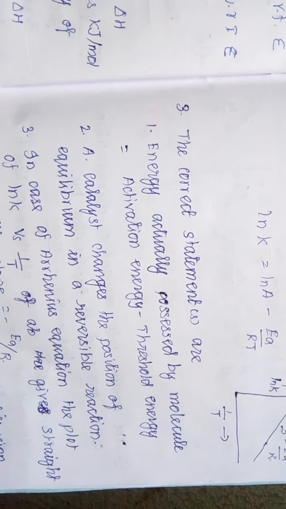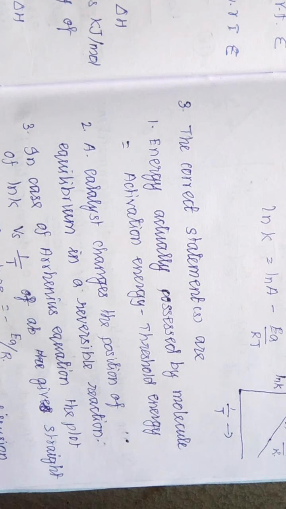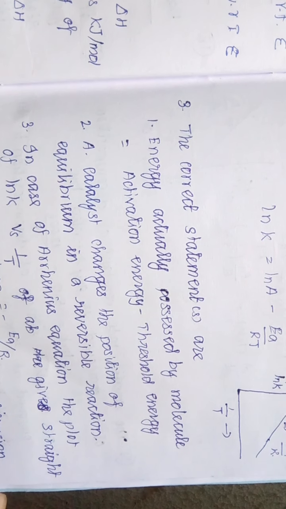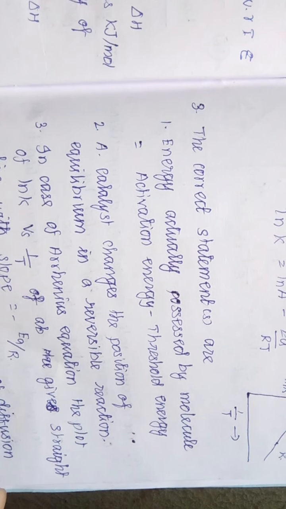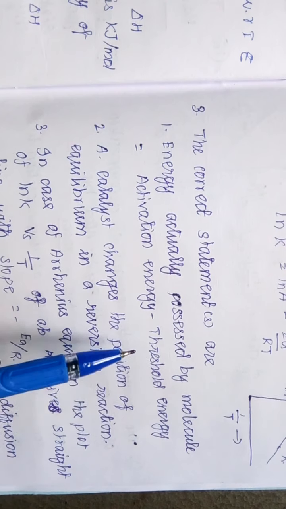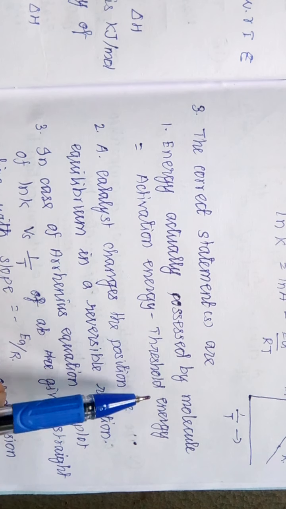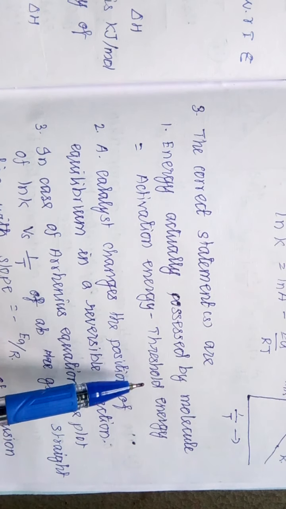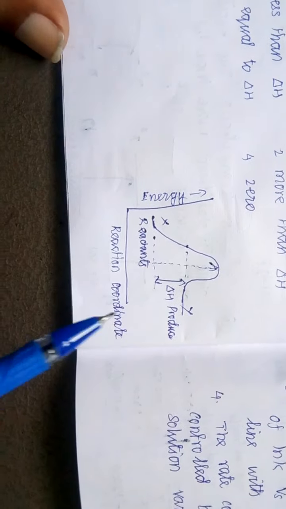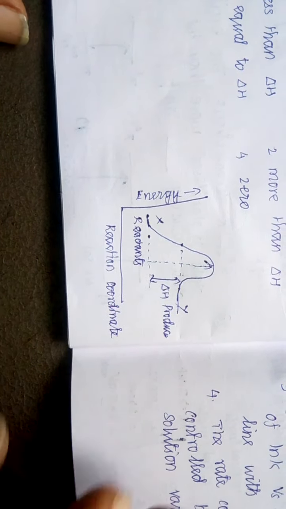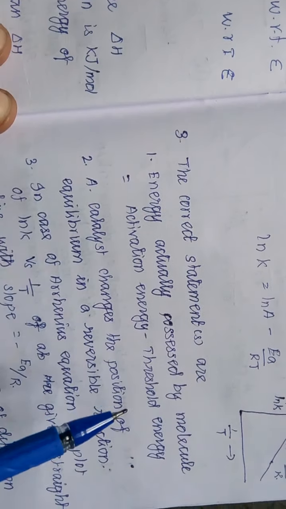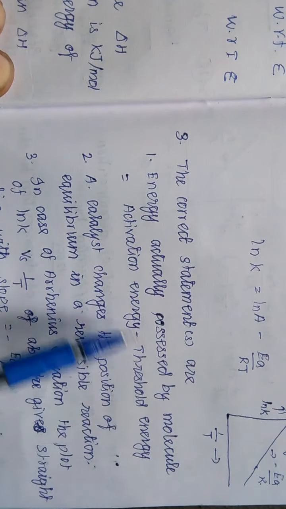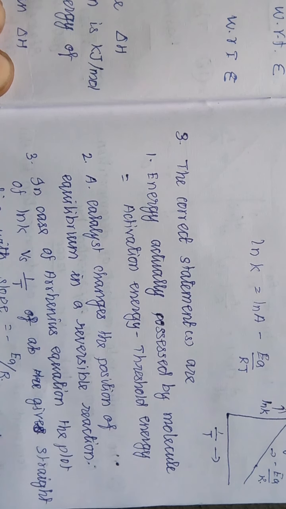Now the next question: the correct statements are. The energy actually possessed by molecules is equal to the activation energy minus the threshold energy, as I have given here. Here, this is the energy given. This is the energy of the reactants, actually possessed by the molecules, but this is the wrong one. Energy actually possessed by the molecules equal to activation energy minus the threshold energy is the wrong one.